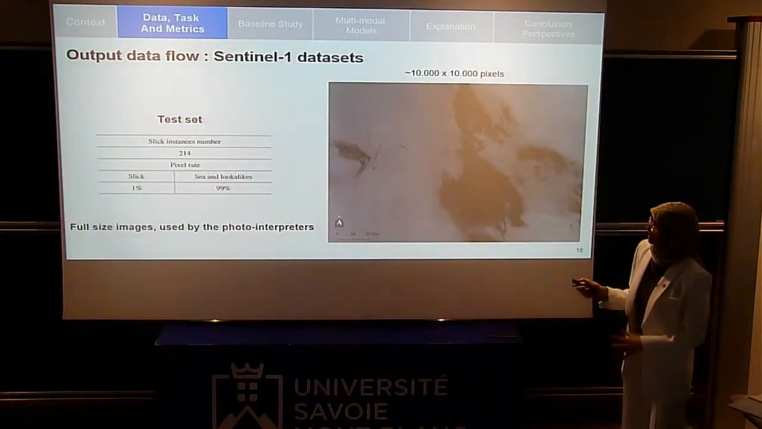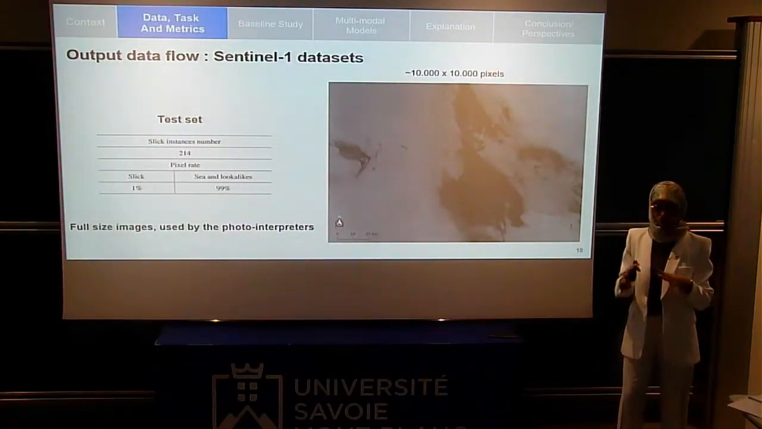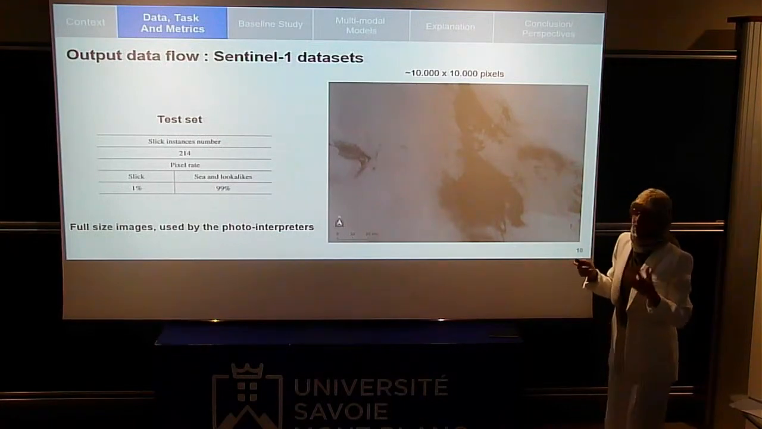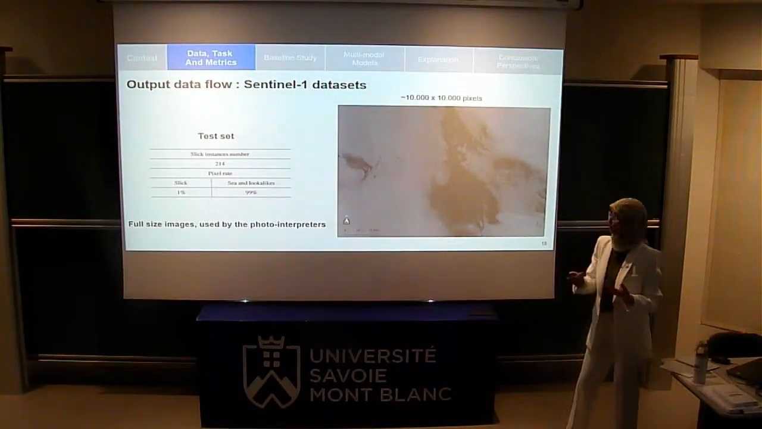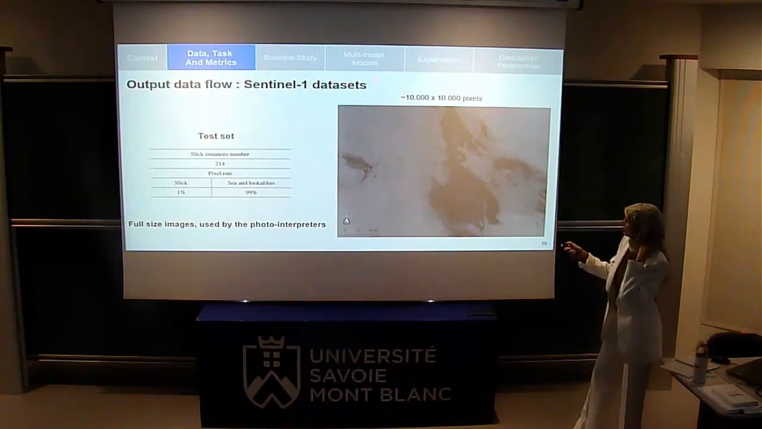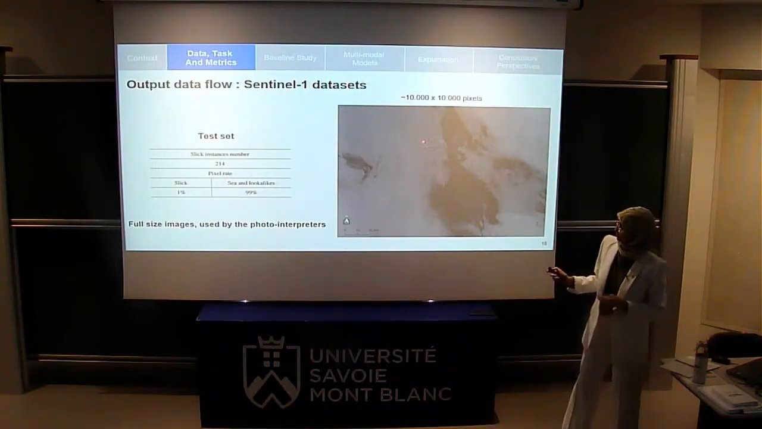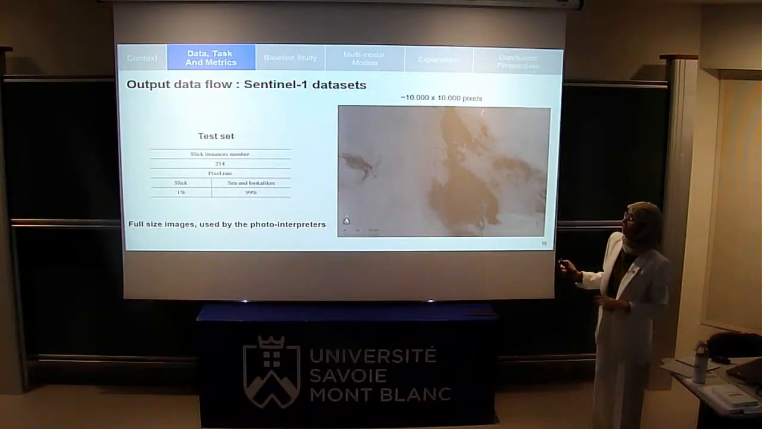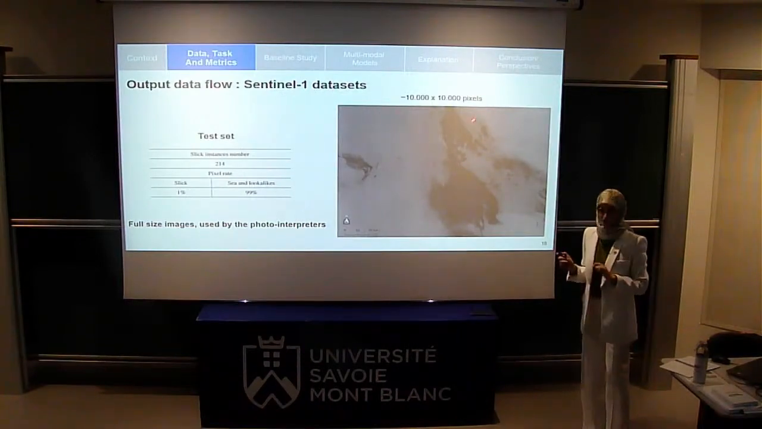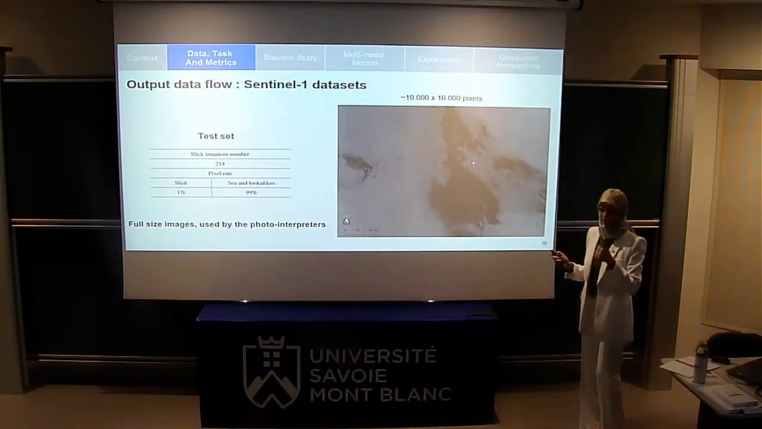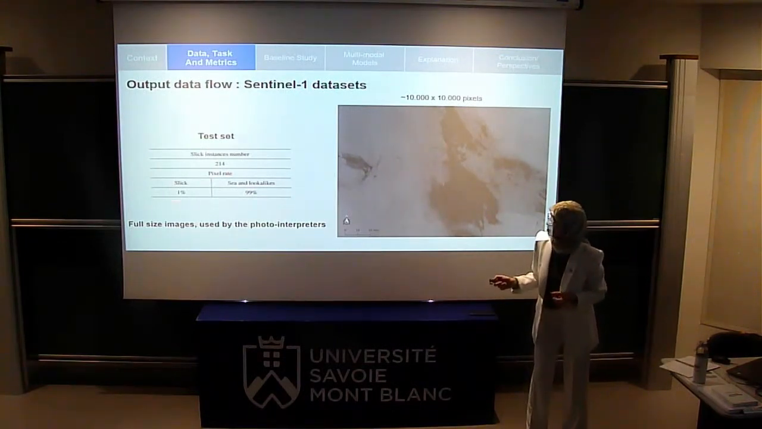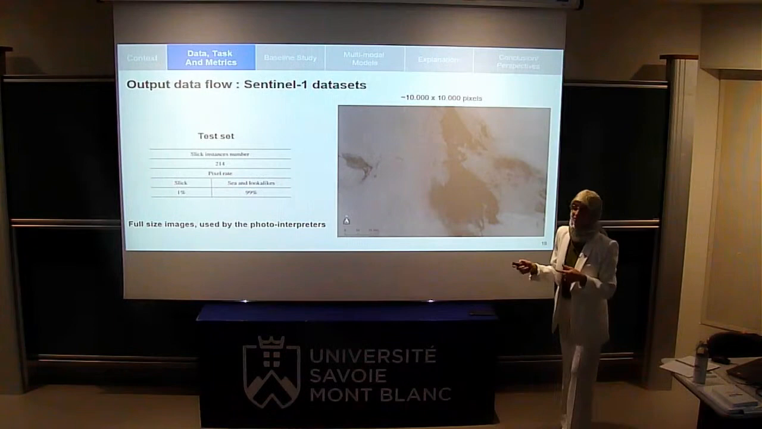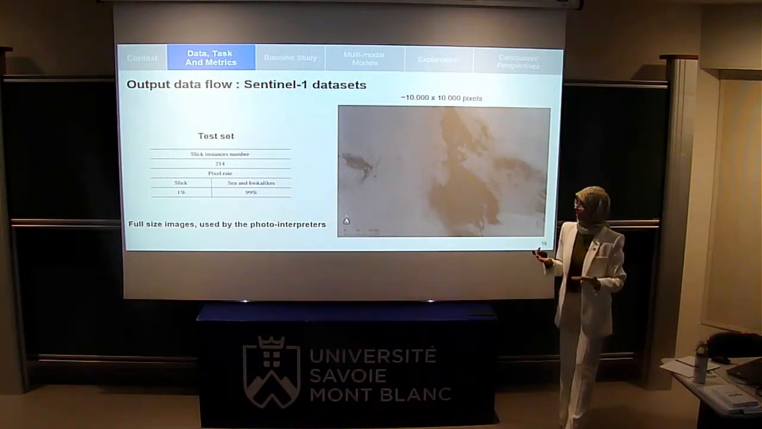Let's move to the test set. For the test set, we choose to use big test images. Why? Because the purpose is to help the photo interpreters. The photo interpreters use real images, like this one, not crops. So we have several large images with more than 200 annotations of both types, the spills and the slicks. We can see that in this data set too, we always have this imbalance between our target and the background.